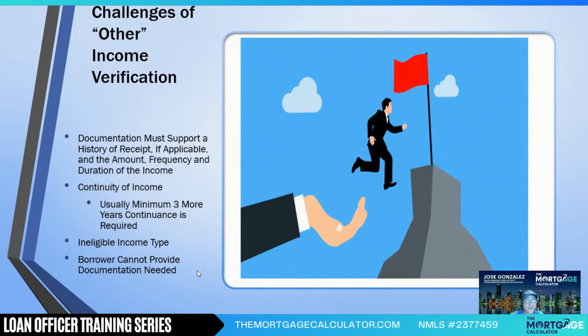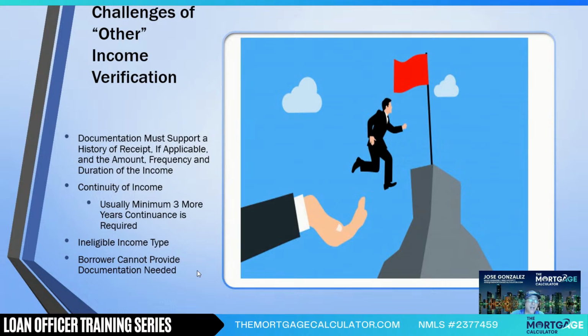Another challenge of this other income: is it actually an eligible income type? Sometimes people think it's income and they're getting money for something, but in the end, it's not employment income. It's not on a tax return, and it can't be documented, because maybe it's like boarder income or something like that. So be very careful about what kind of income types you think you're going to be able to use.